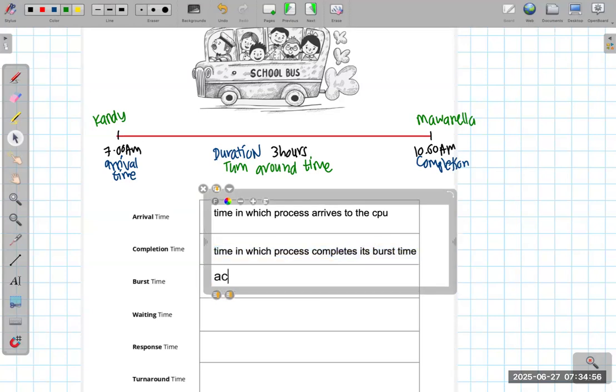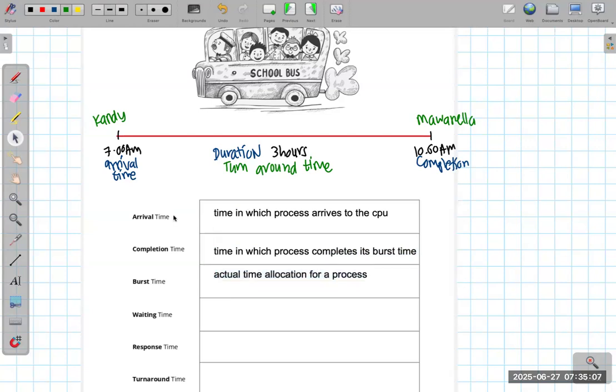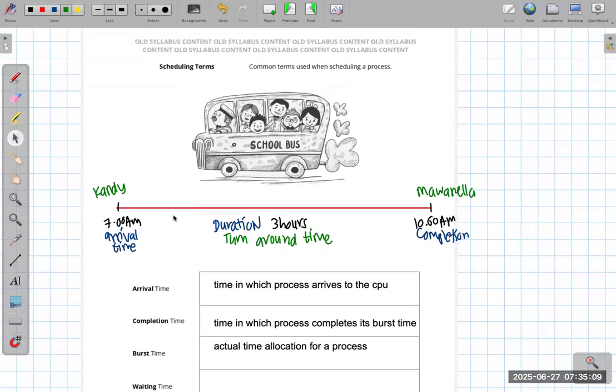What is burst time? Actual time allocation for a process. What do you mean by actual time? Now, for example, from Kandy to Colombo, the total duration is 2.5 hours. From Kandy, so not Kandy to Mavanal, from Kandy to Mavanal, that is 2.5 hours only.